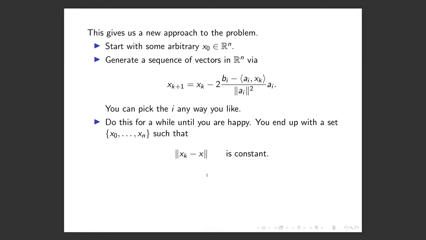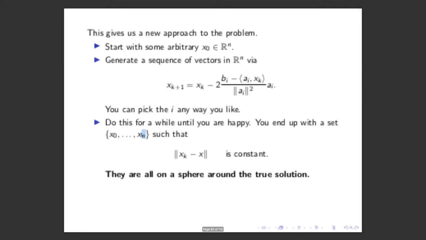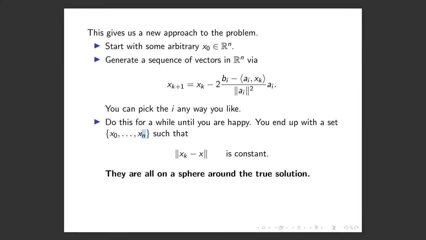Now the question is, what does this mean? Do it for a while? Well, you do it for a while. Sorry, that n is not the same as the space dimension. You do it for a while, and what you end up with is a set of points in Euclidean space that are all exactly on a sphere around the true solution. You don't know what the true solution is, but you have it surrounded. And that's why I call it the magic bubble. You don't know what the solution is. You want to find the solution, but there's this magic bubble around it. And it's very, very cheap to construct points on the bubble.